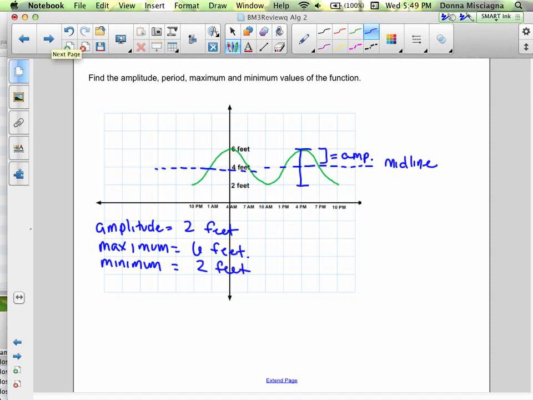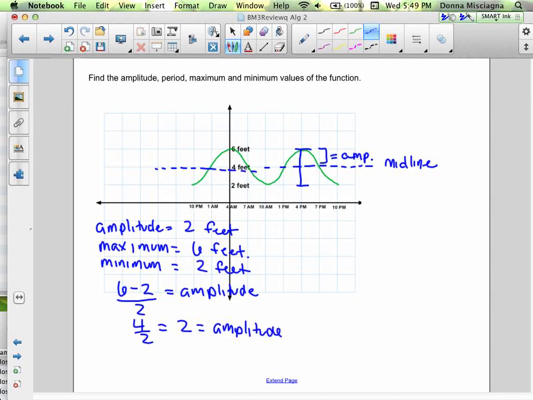And if you notice, if we take 6 minus 2 and divide that in half, you would get your amplitude. That's how you can figure out amplitude. You can just identify the distance and divide it in half, or actually take the values, subtract, and divide by 2. So 6 minus 2 would be 4, and 4 divided by 2 is 2, which is the amplitude.